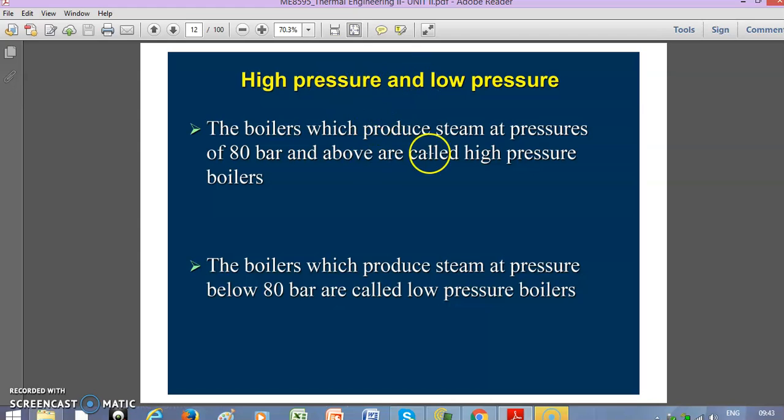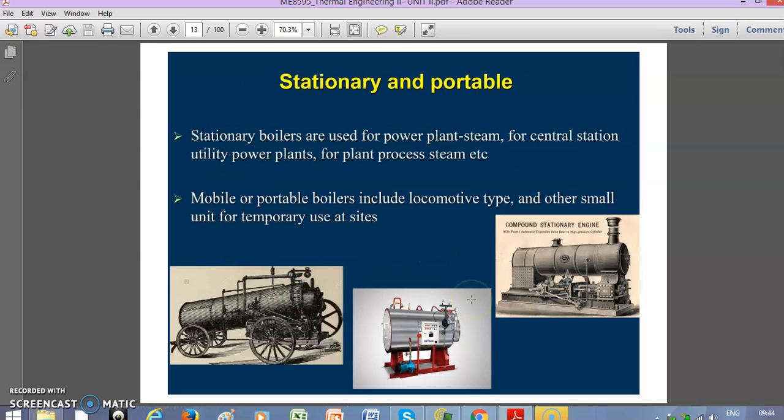We have high pressure and low pressure boilers. I'm not putting a diagram here because we'll discuss high pressure boilers in detail, and there are some important questions there, namely Lamont, Benson, Babcock and Wilcox. We'll discuss them in later sessions. Whenever the pressure is 80 bar and above, we call it a high pressure boiler. When the pressure is less than 80 bar, we call it a low pressure boiler.